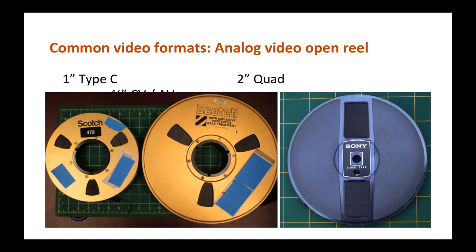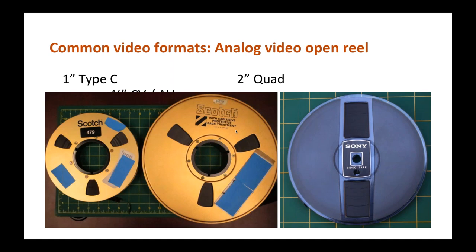Now, all the way to the right here is an example of half-inch video. And I apologize, so that says half-inch CV/AV. So CV was really the world's first home videotape recorder and recording medium.